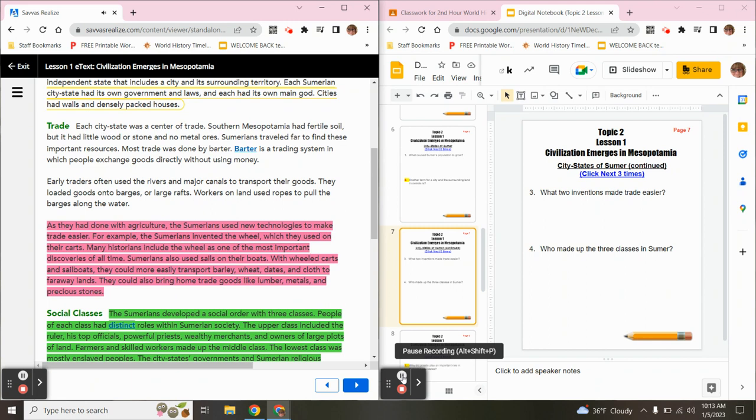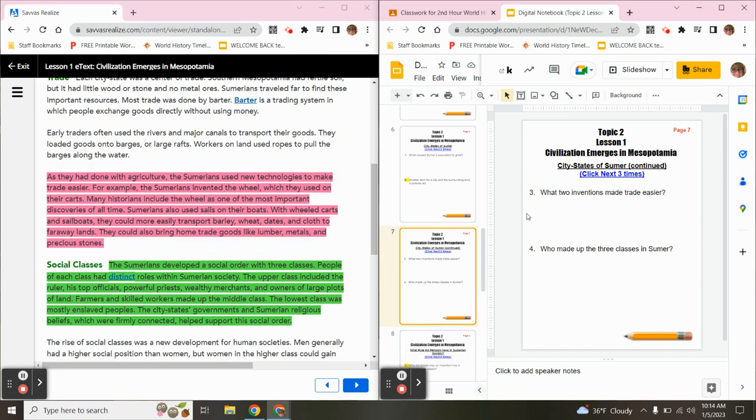Sumerians also used sails on their boats. With wheeled carts and sailboats, they could more easily transport barley, wheat, dates, and cloth to faraway lands. They could also bring home trade goods like lumber, metals, and precious stones.